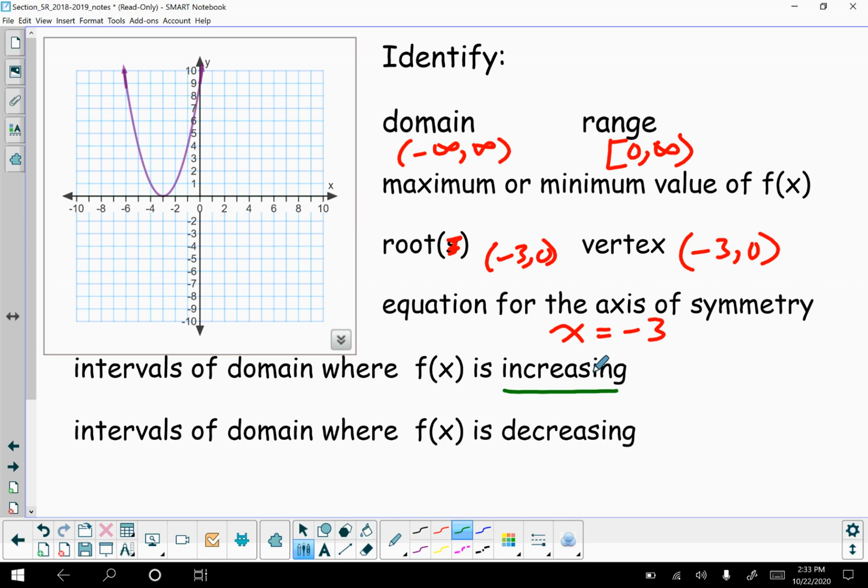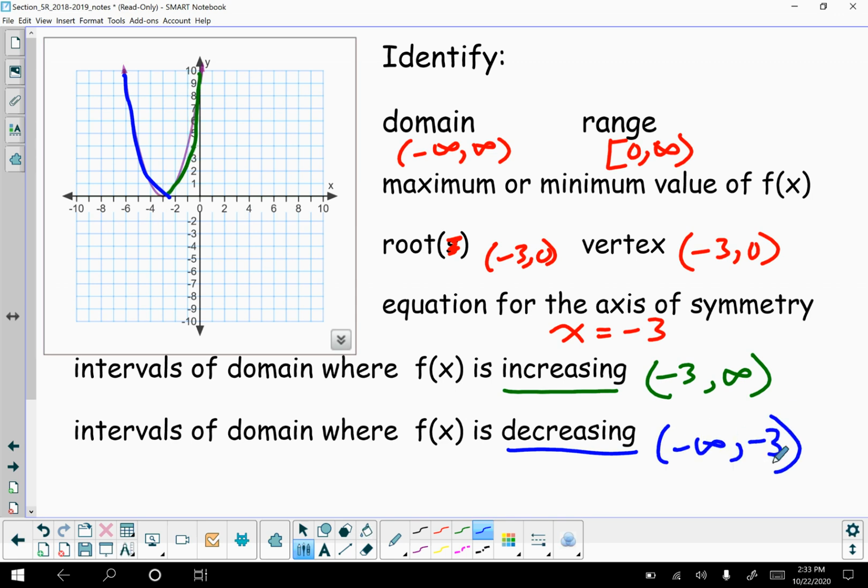And where is this increasing? It's increasing here. So if I pick any 2 points along there, I'd have a positive slope. So from negative 3, soft bracket, to infinity, and the soft bracket, because the slope exactly at negative 3 would be 0. And where is this decreasing? It's decreasing over here. So from negative infinity to negative 3, again, soft bracket.